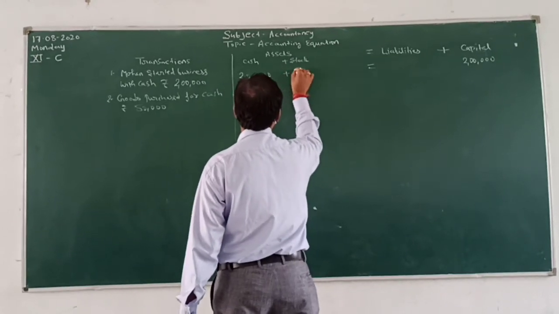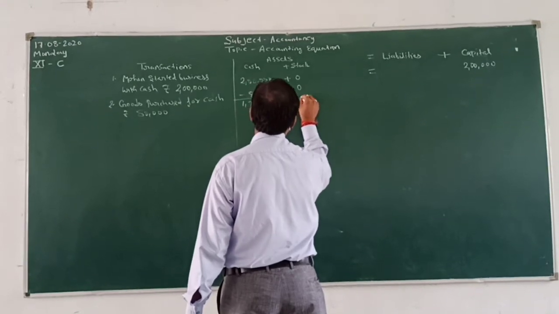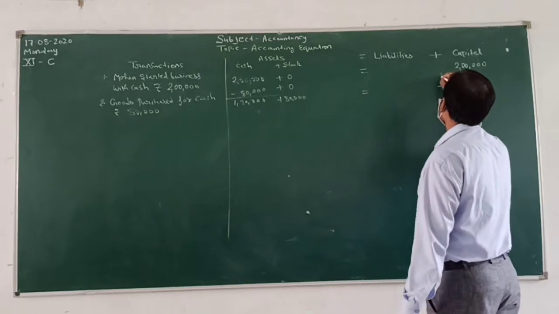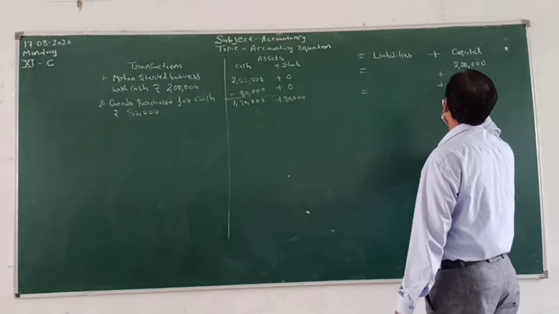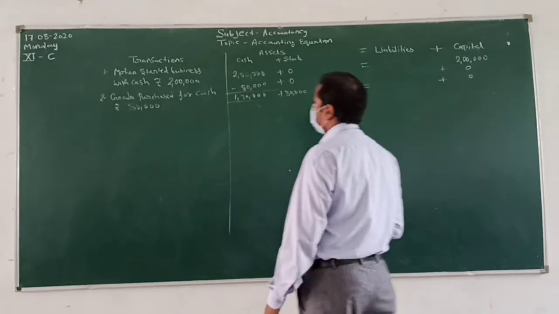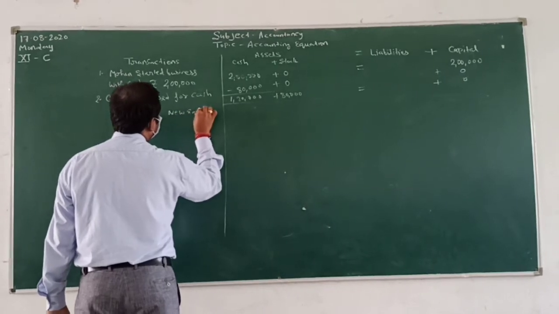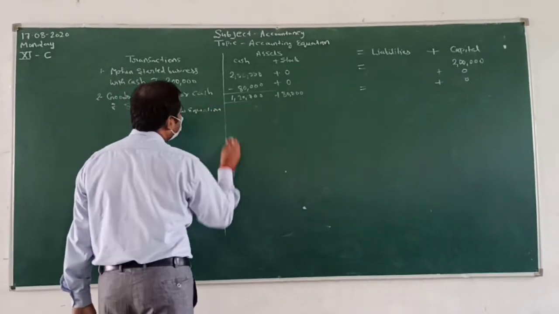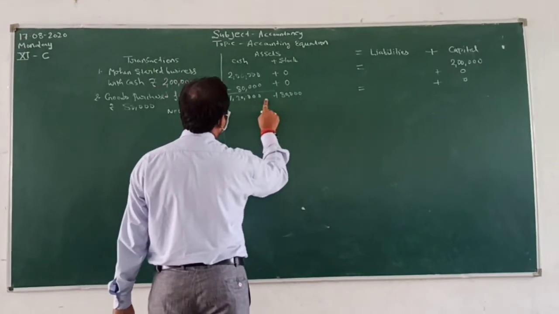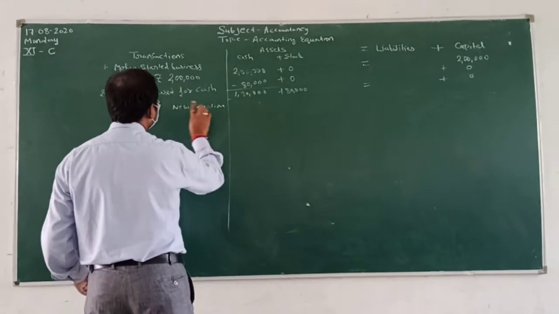And when we write stock, then we put 0 here, and now 80,000 stock is being introduced. And here we just write 0, and then we get a new equation. Our new equation is 1 lakh 20,000 here, 80,000 and then further on. Here is the new equation.